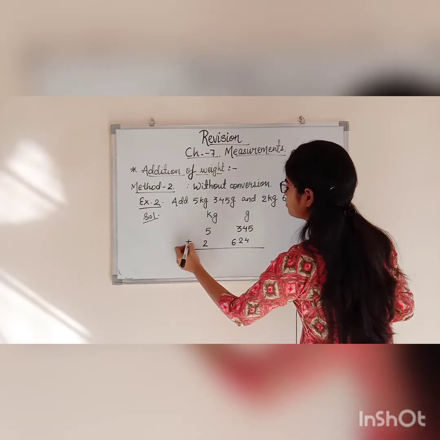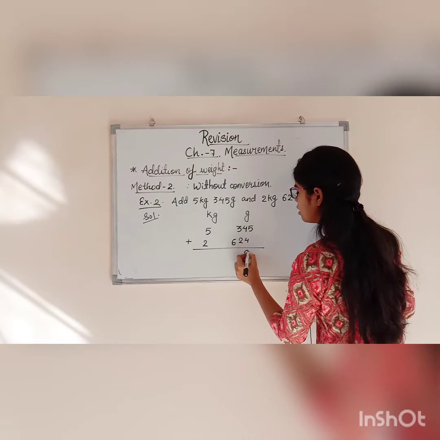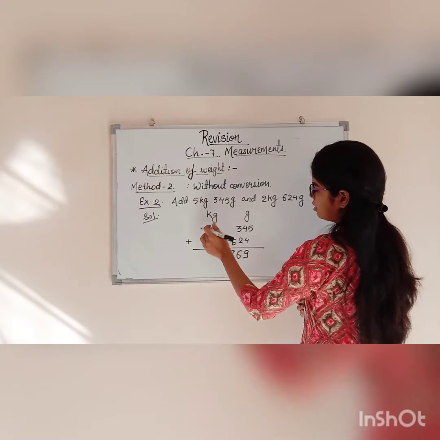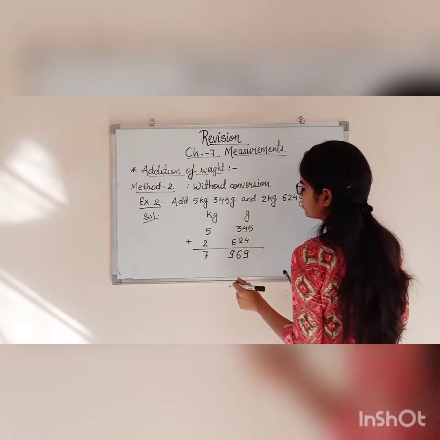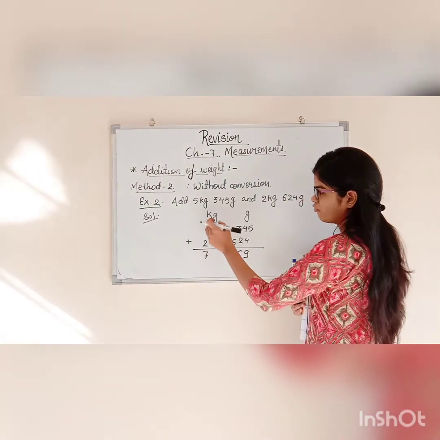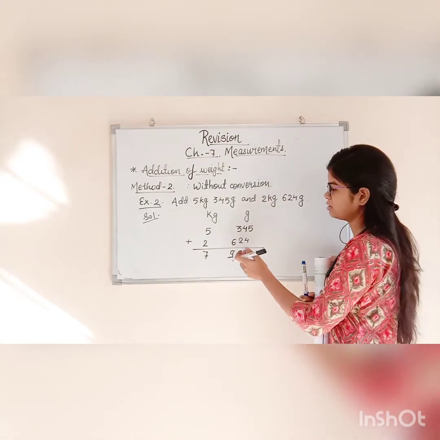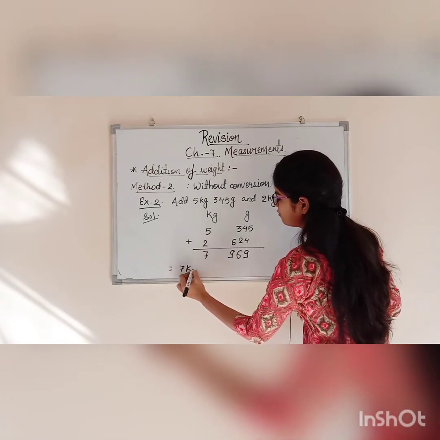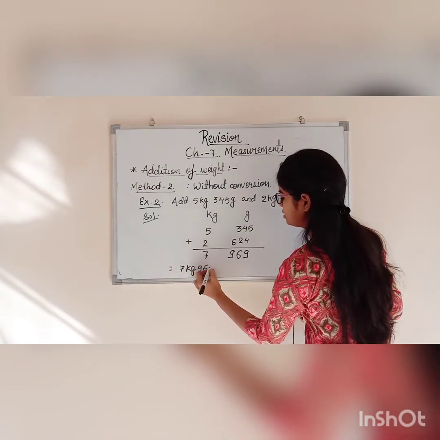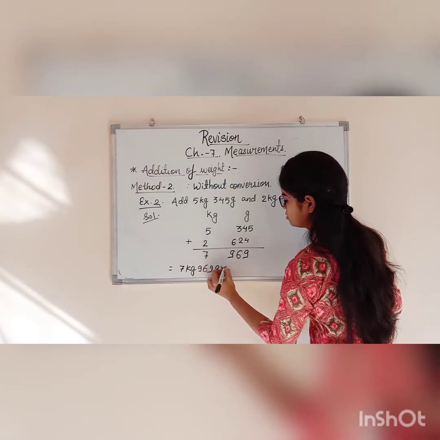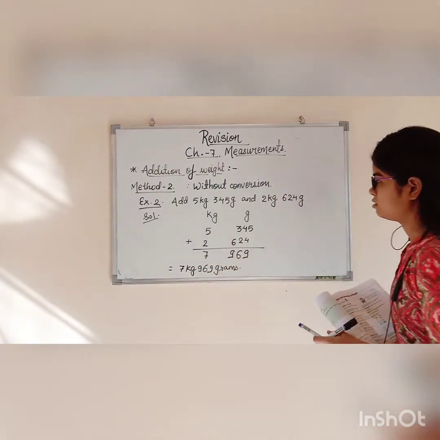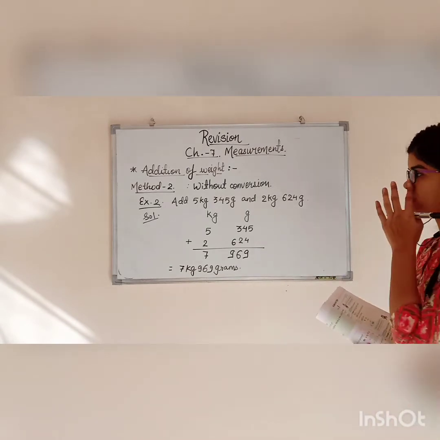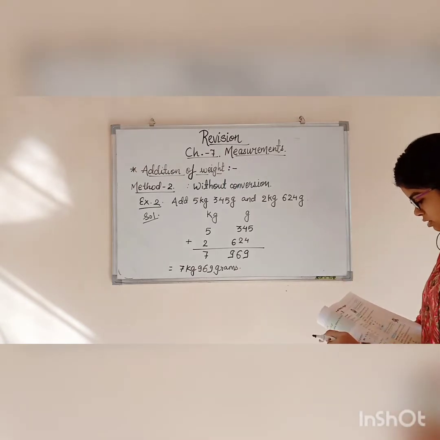Then add these numbers. 5 and 4, 9; 4 and 2, 6; and 6 and 3, 9. And 5 and 2, 7. So this 7 is of kilogram and this 969 is of gram. So the answer is 7 kilogram 969 grams. That's the answer. The method is quite easy, but you can also do this question with conversion.